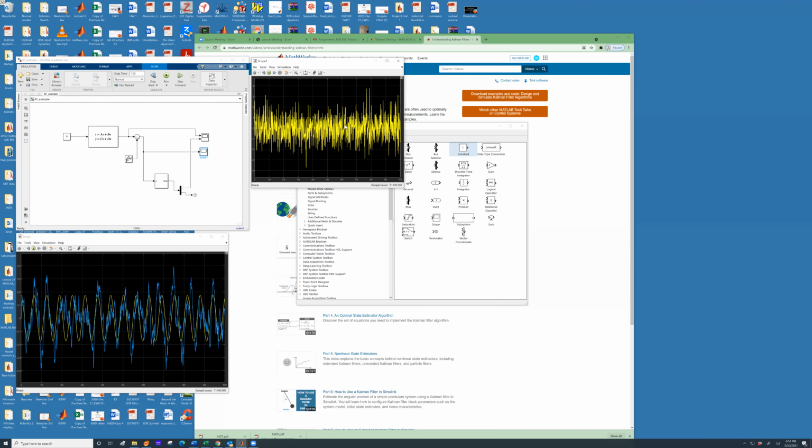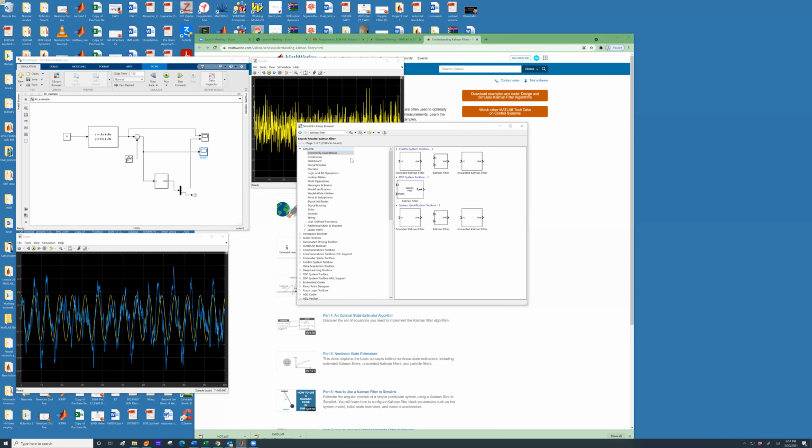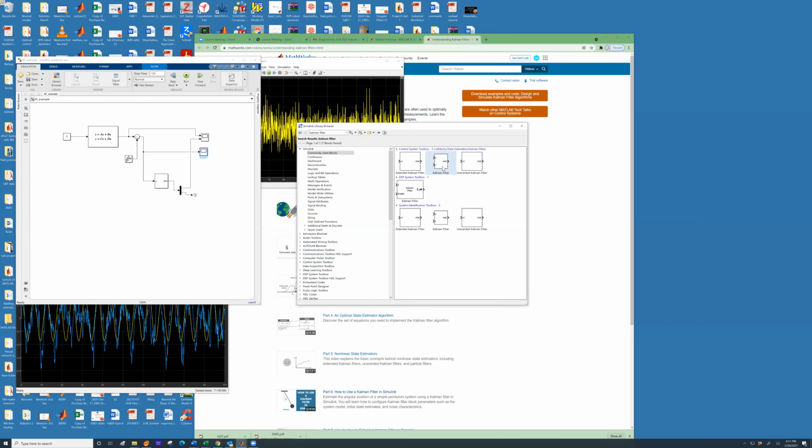Now, there is something called the Kalman filter block. Go to Simulink library browser, say Kalman filter. And once you click, you should see Kalman filter in system identification toolbox. Can you look? Have you located the Kalman filter block here? So you can actually grab this block and drop it in the canvas.